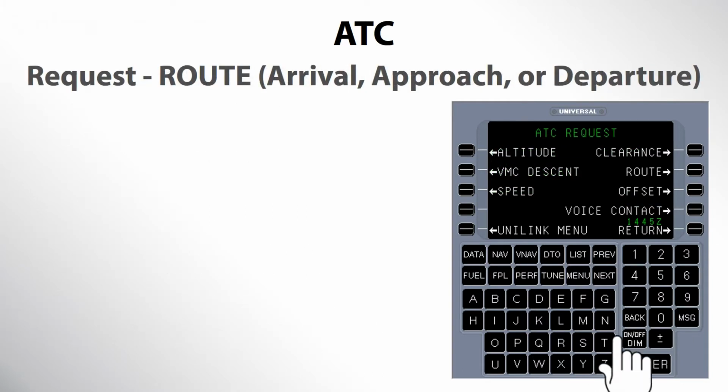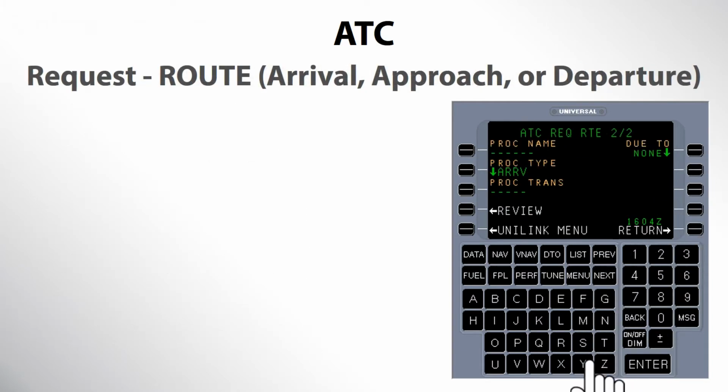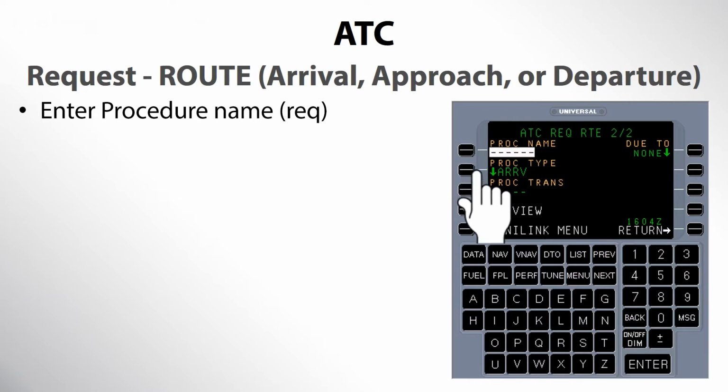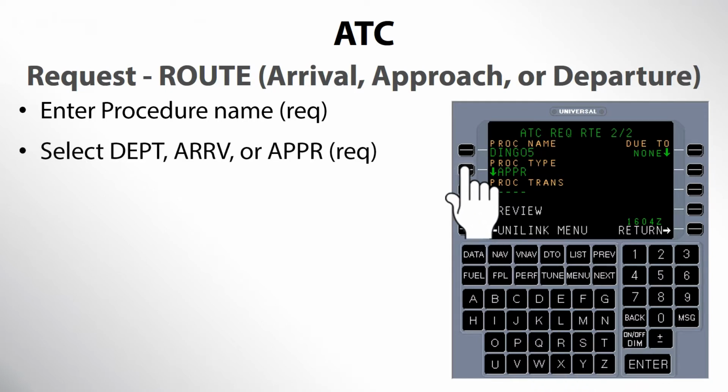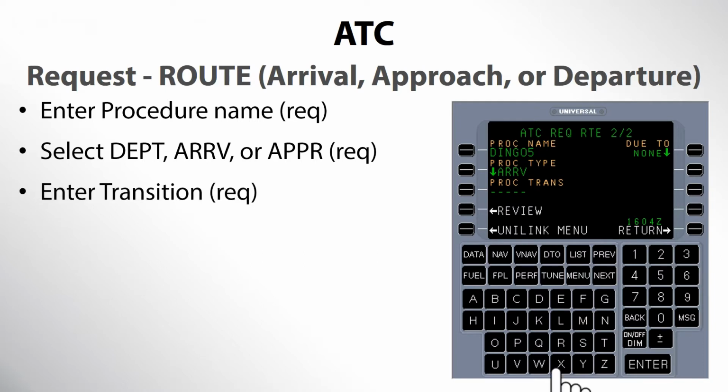To make a procedure request, you must go to page 2 of the ATC Request-Route pages. Once there, select Procedure Name and enter the desired procedure's name using up to 6 alphanumeric characters. Press Procedure Type to toggle between Departure, Arrival, and Approach. Next, if there is a transition, enter its name using up to 5 alphanumeric characters.